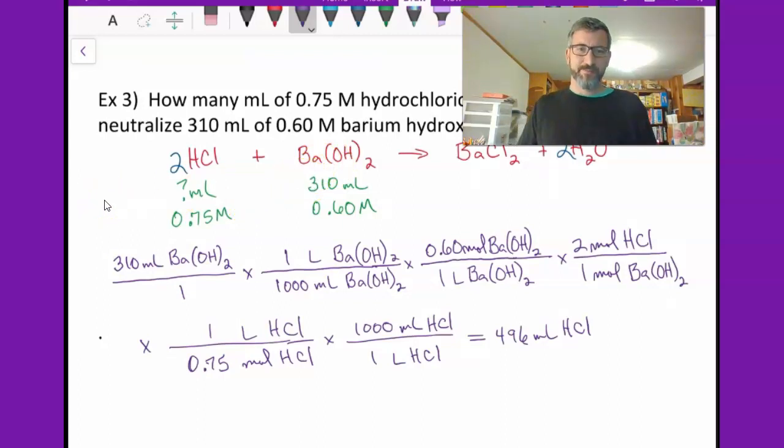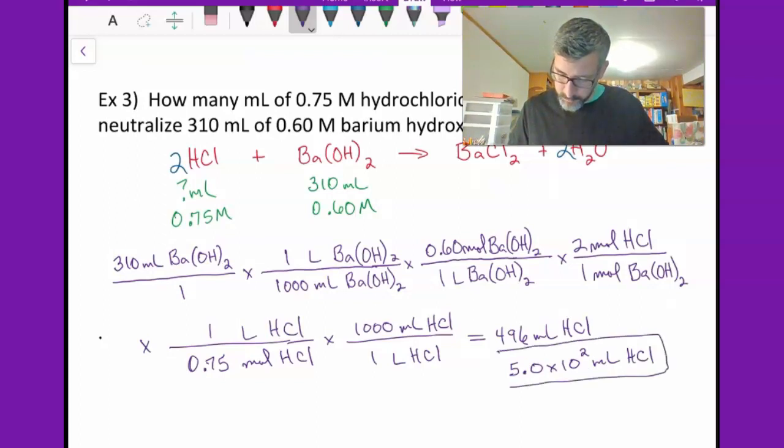This one's actually kind of a weird one because of sig figs. We only need 2, so really I'm going to call this 500, or 5.0 times 10 to the second, which would give me my 2 sig figs. Or you can do the goofy little repeating sign that also works for 2 sig figs in this case.